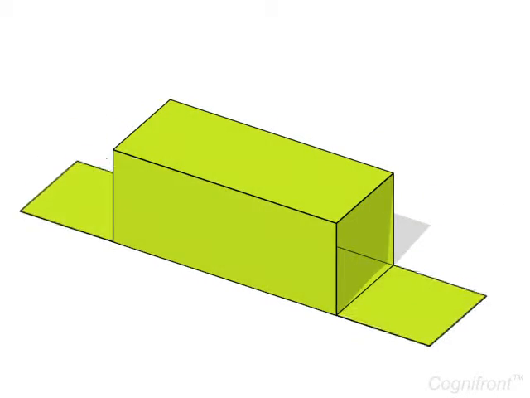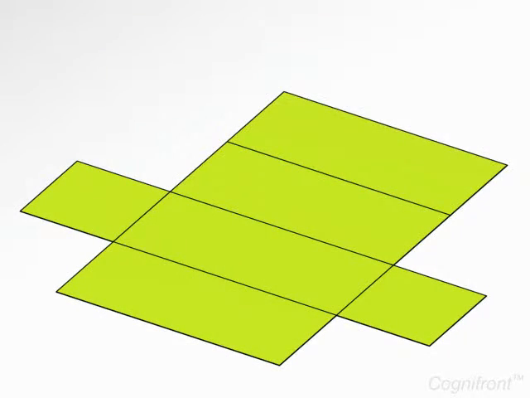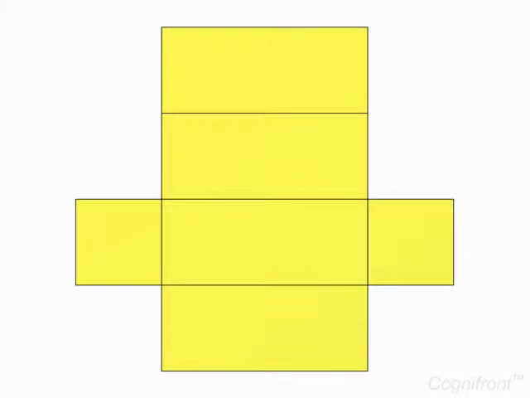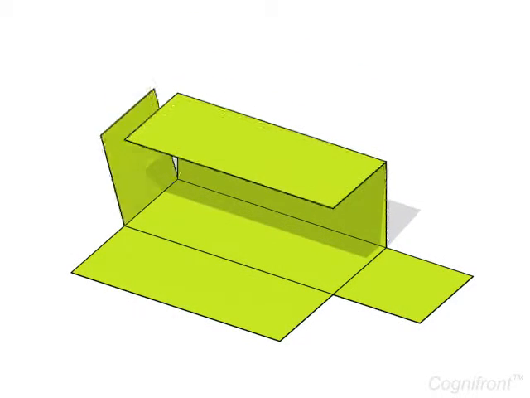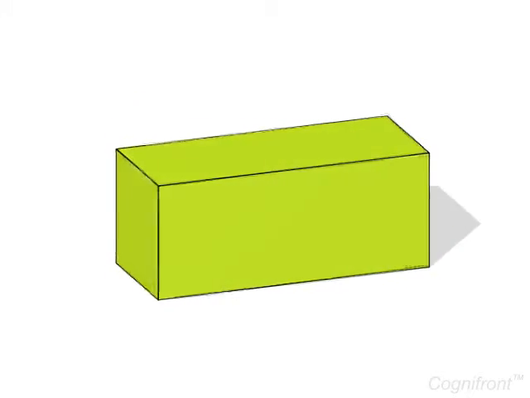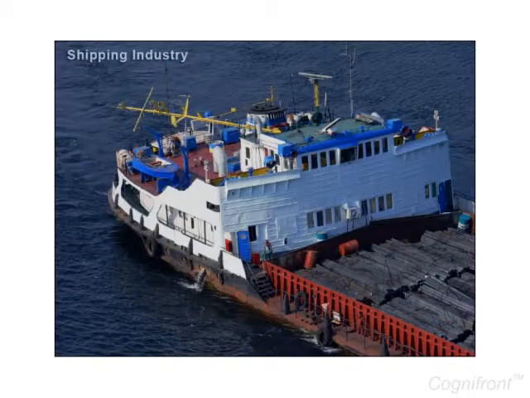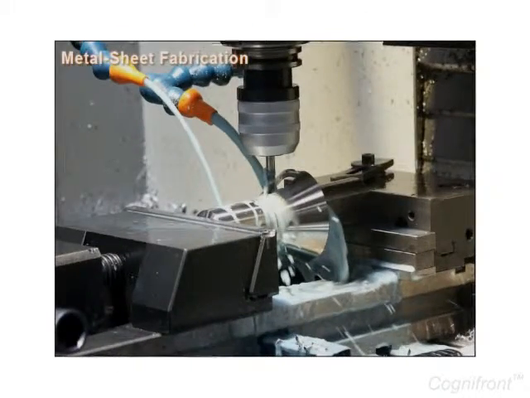When the surfaces of a solid are laid out on a single plane, the figure obtained is known as its development. This development represents the actual shape of all participating surfaces in that object. The surfaces, when bent or folded at the edges, form the solid. The knowledge of development of surfaces is essential in many industries.